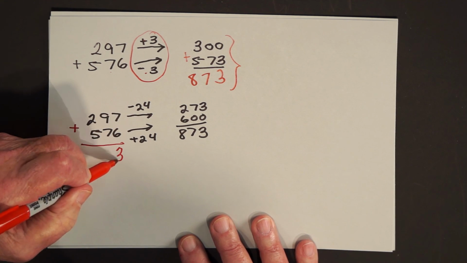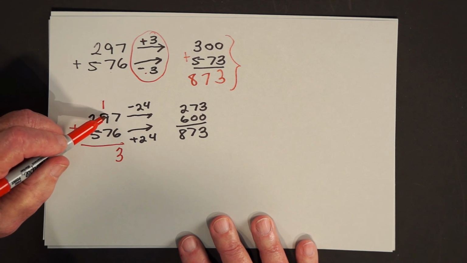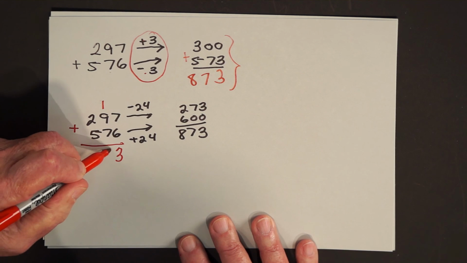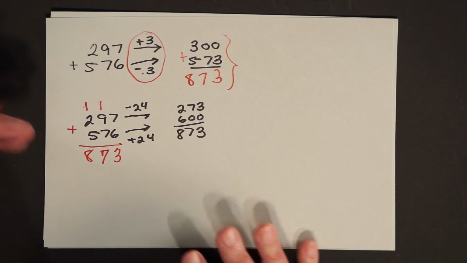6 plus 7 is 13, put down the 3, carry the 1. 1 plus 9 is 10, plus 7 is 17, put down the 7, carry the 1. 5 and 2 is 7, and 1 is 8. And they see it's the same thing. And now what was tedious drill tends to become a bit of fun.